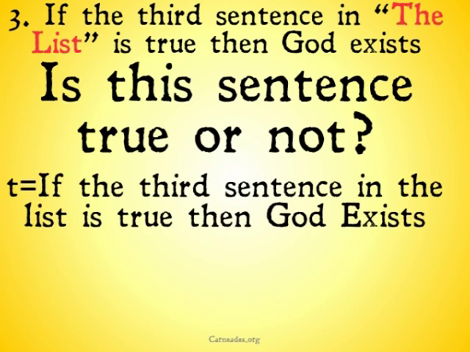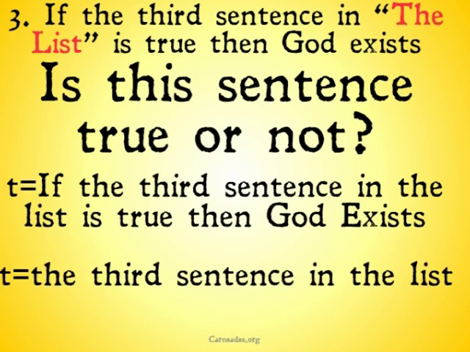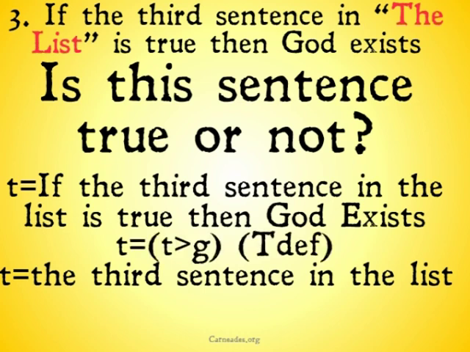Just for convention, we're going to represent "if the third sentence in the list is true, then God exists" with T. And T is also going to be identical to the third sentence in the list. Symbolically, that'll just be T is identical to T implies G. That's just what we're having T represent. And T is identical to T. We'll call the first one T-def, and the second one is just identity.